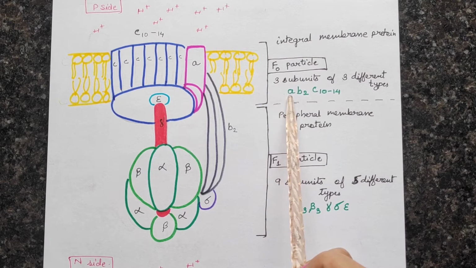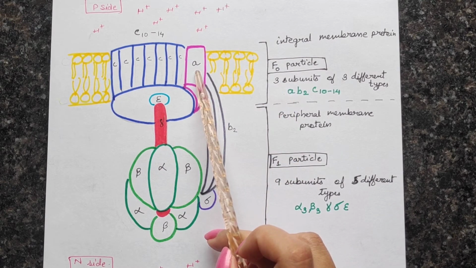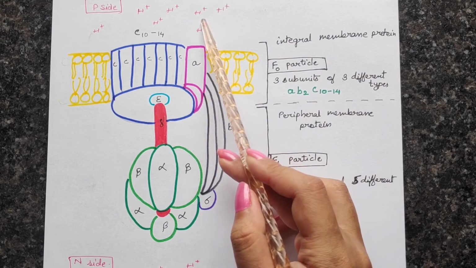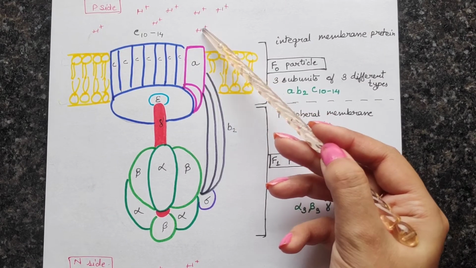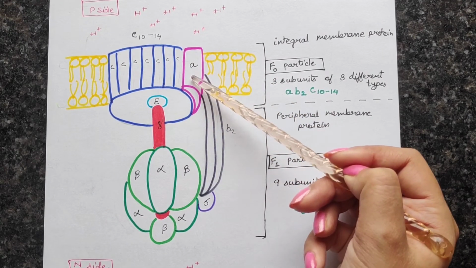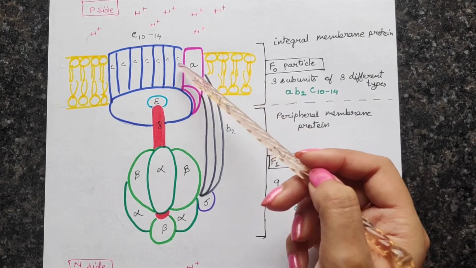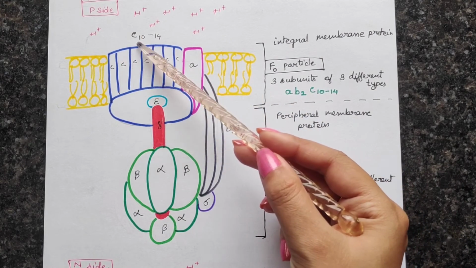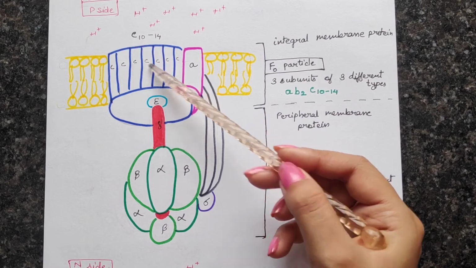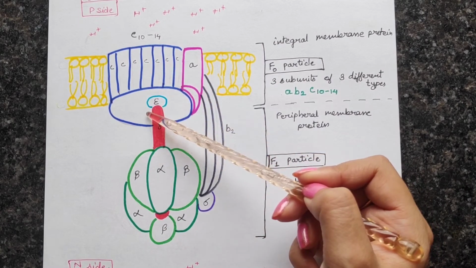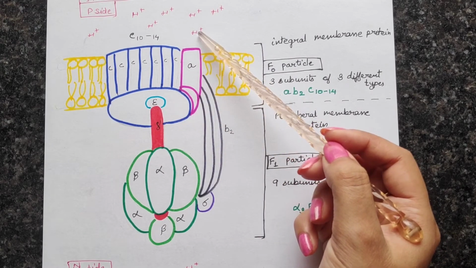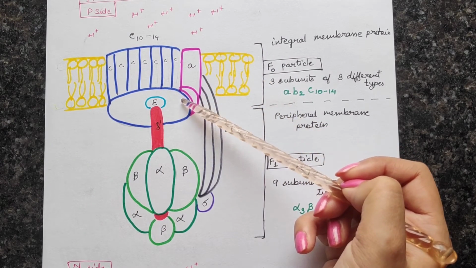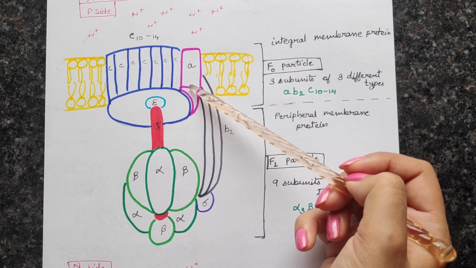Then the A subunit is actually a proton channel. I already told you that what this complex 5 does is bring protons back to the matrix from the intermembrane space. So the protons actually pass through this A subunit. Then the C subunits, there are almost 10 to 14 subunits within this. This is called the C ring, and it rotates as protons are passed through the A proton channel.